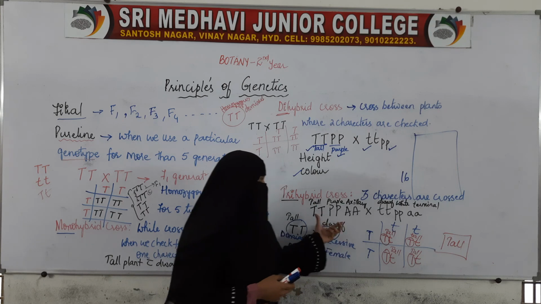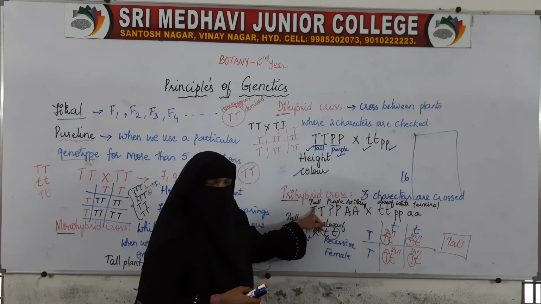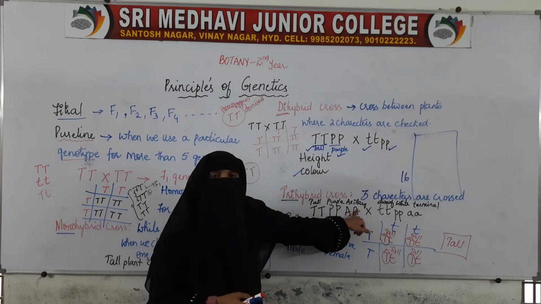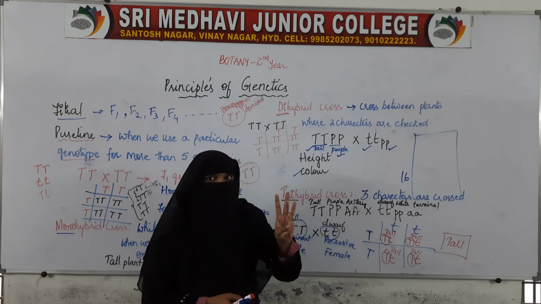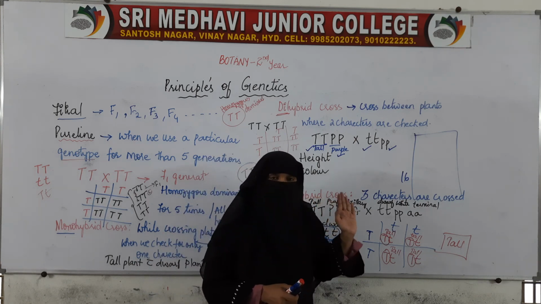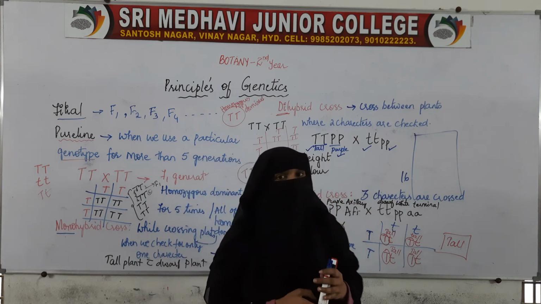So to check between three characters, one is height, another is color of the flower, and the third is position of the flower. Three characters we are checking. So in this cross we check three characters, and that is called a trihybrid cross.